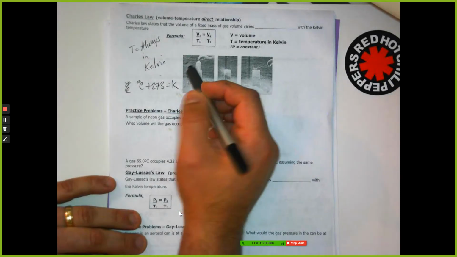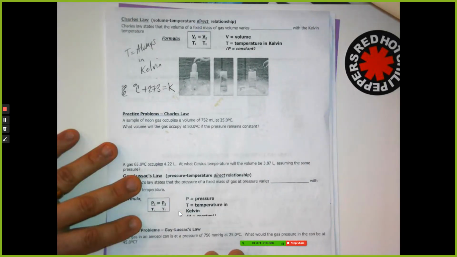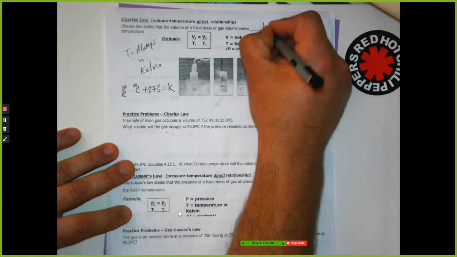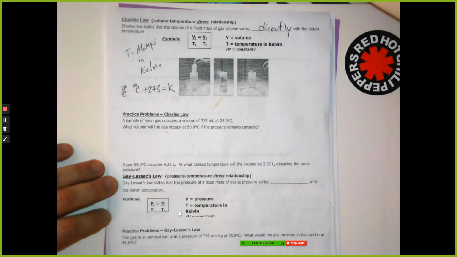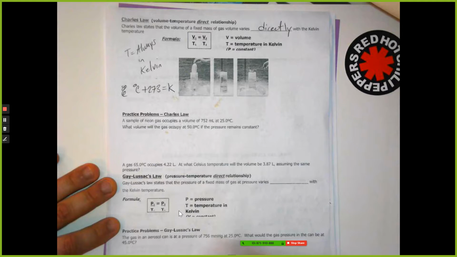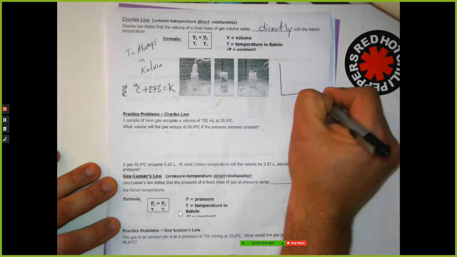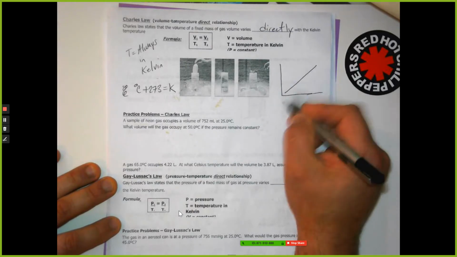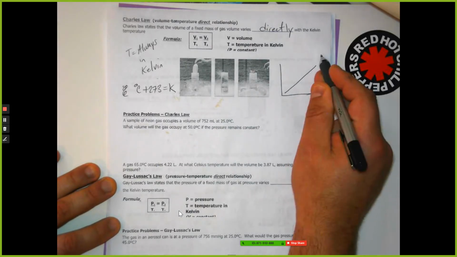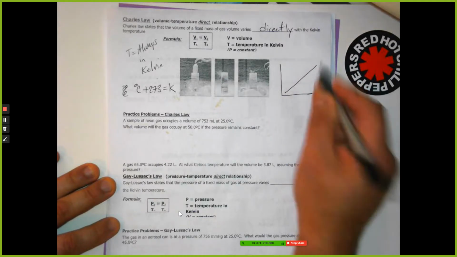So the relationship between Charles' Law, between volume and temperature. It says Charles' Law states that the volume of a fixed mass of gas varies directly with that of Kelvin temperature. So it's a direct relationship. One goes up, so does the other. If you were to look at this on a graph, it would be a nice direct correlation. Once temperature goes up, so does the volume. So it's a direct relationship.